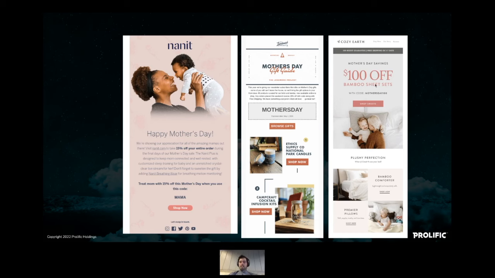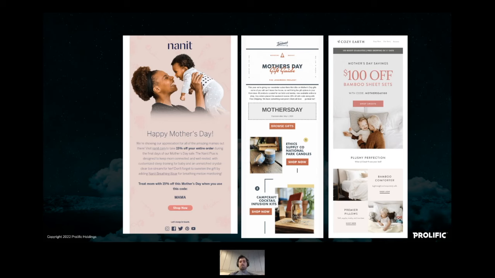Here's another one that I think does a really good job. It's quick, 100-night guarantee, so it has a few value props at the top, free shipping. And then Mother's Day savings, $100 off. Here's your code, shop sheets. And it's saying $100 off just bamboo sheets. And it's telling them exactly what they want to do really early on in the email. Super simple, not making the person think too hard. It's just saying shop our sheets, here's $100 off, here's the code, go use it.